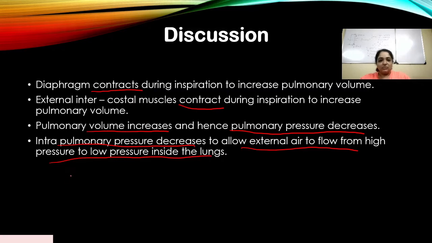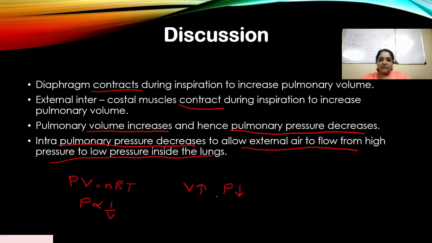lungs. If you are familiar with the ideal gas law, PV is equal to nRT, which I believe you will study in physics and chemistry, pressure is inversely proportional to volume. So inside the lungs, if volume increases, pressure decreases. This is always how the system works. If volume increases, pressure decreases. So pulmonary volume increases, and so pulmonary pressure will decrease.